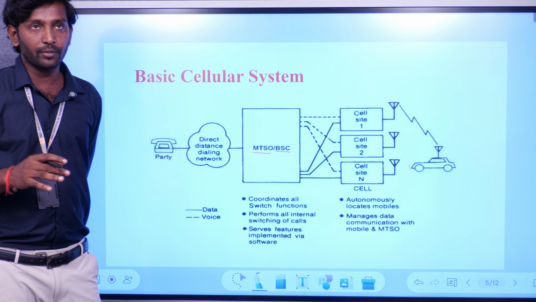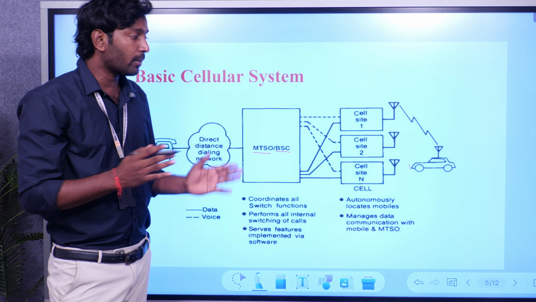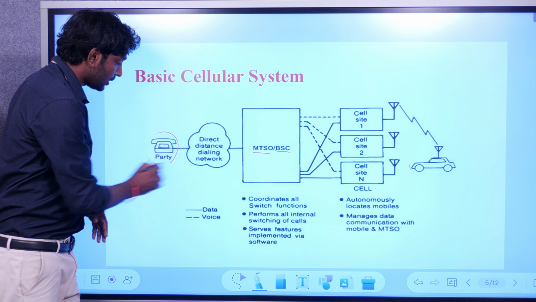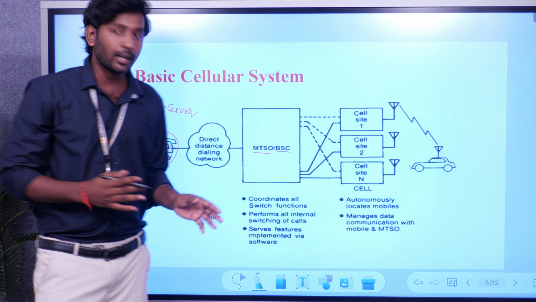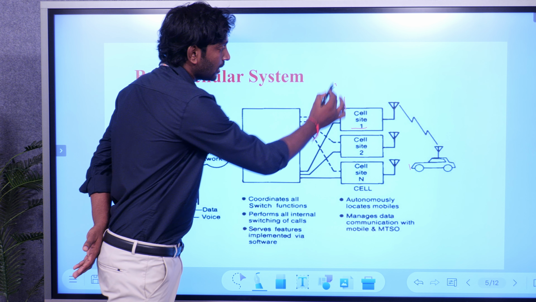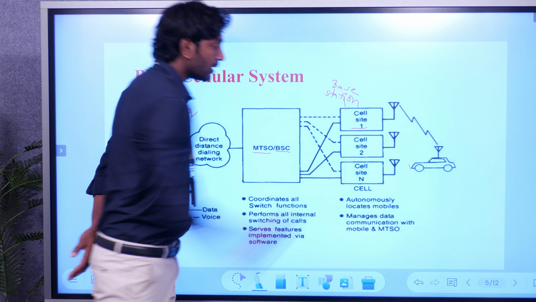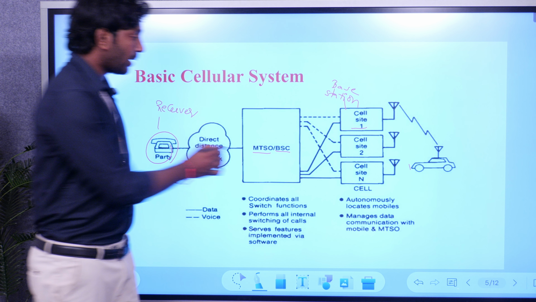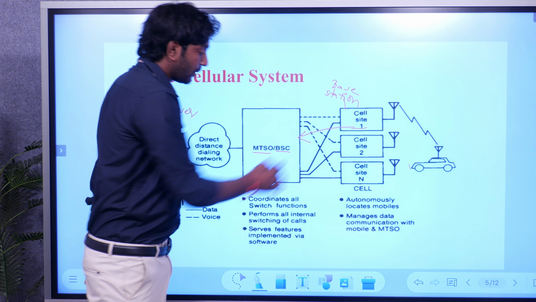When a mobile user travels in free space, that free space is divided into hexagonal shaped cells. So this mobile user is calling another user, the receiver. The mobile user will connect to the nearest base station, which is also called a cell site. The cell site or base station is a medium or channel between the MTSO and the mobile user. So the call will be forwarded to the MSC or MTSO.